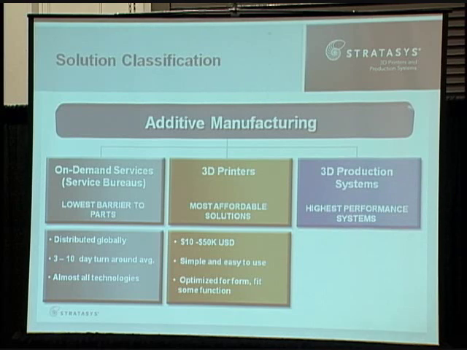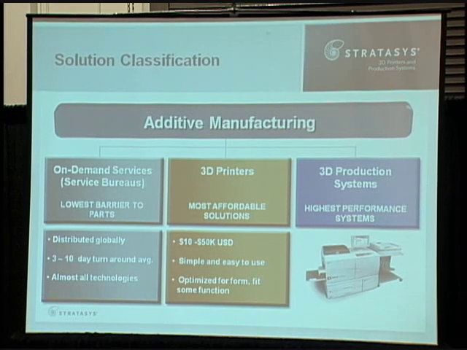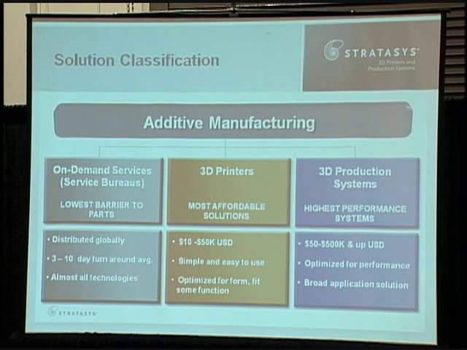Then the third level we call 3D production systems. They're higher performance systems, typically larger, with more functionality. They're not something you typically have sitting on or next to your desk. They're usually in a lab or a room or some facility to handle the higher volumes and variables involved. In our market today, that's defined, dollar-wise, in the $50,000 to $500,000 range, and they're optimized for performance, more of a manufacturing tool, with a much broader base of applications.